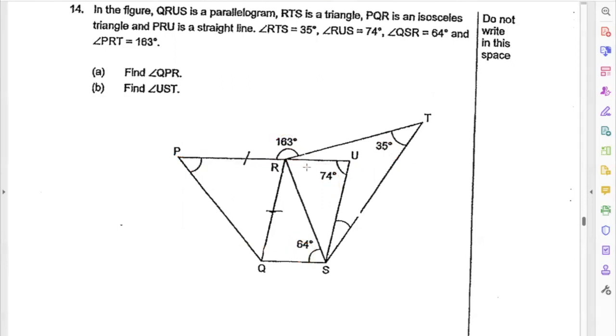Now that you understand the picture, let's continue. First, let's fill out as much information as we can on the diagram. We know that this is a parallelogram, and opposite angles of a parallelogram have to be equal. So this is 74. And this is an alternate angle, a Z. So this has to be 64 also.